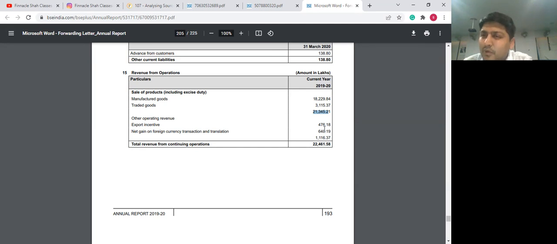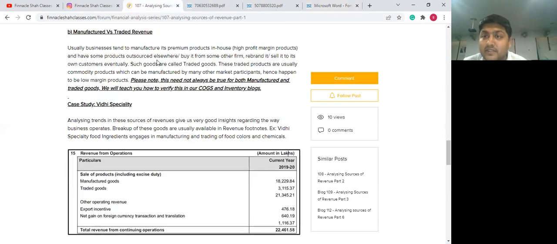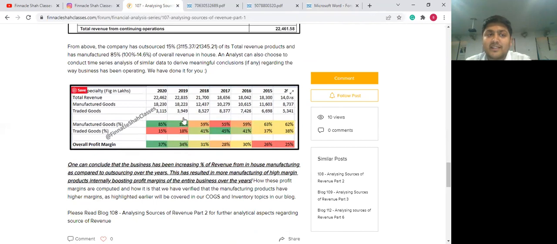Now, let's move to the analysis part. How should you analyze this data? See, studying the breakup of revenues, how much percentage is manufactured and how much percentage is traded, gives you a very, very good idea of how the business is moving. Let me show you in the case of Vidhi how we have done this analysis.